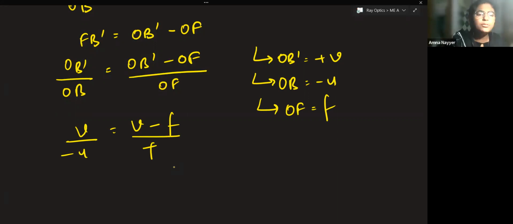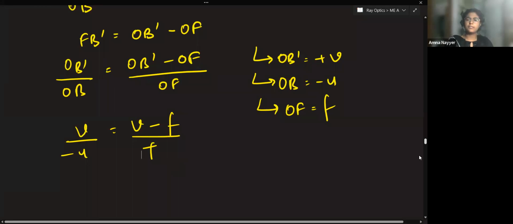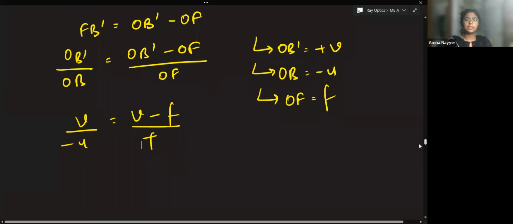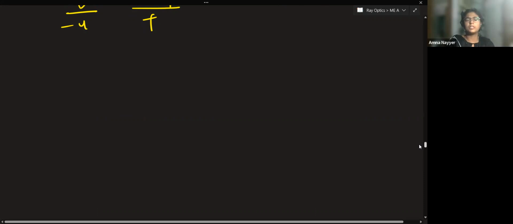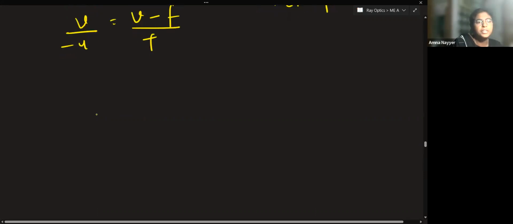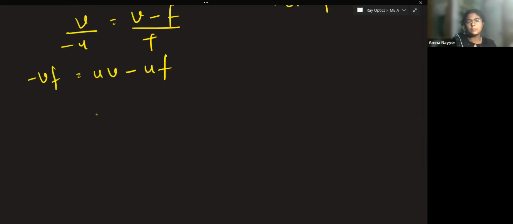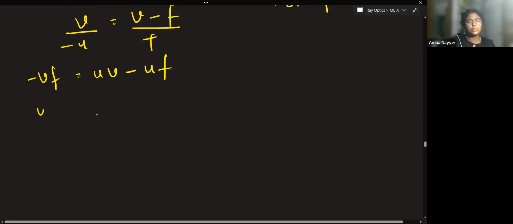Now, we have to solve this further. This part is left from here. So, how can we solve this further? Let's take the LCM. Let's cross multiply both the terms. So this becomes VF. Let's take the minus sign here, so minus VF. And this becomes U into V minus U into F. Bring the like terms together, F terms together. So UF minus VF is equal to UV.